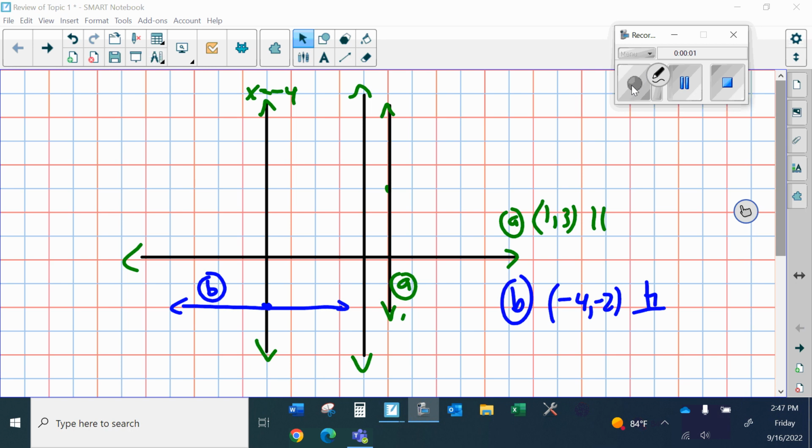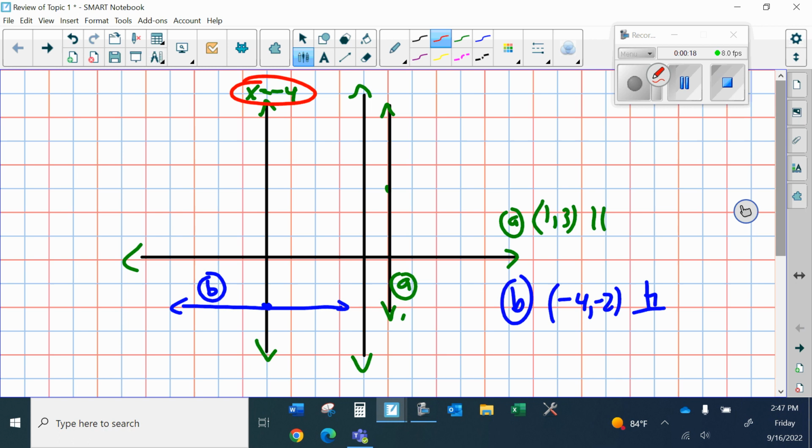Okay, students, we're going to do a quick review of topic 1. These are the main concepts that are in there and on your test as well. Okay, first one, they're going to give you an equation such as x equals 4 graphed for you, x equals negative 4 graphed for you.